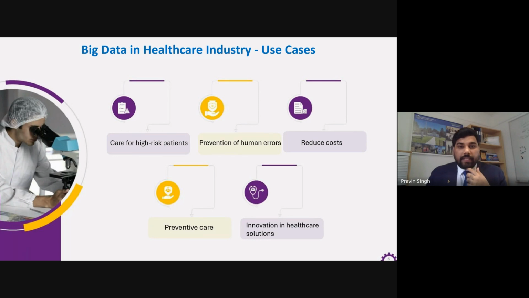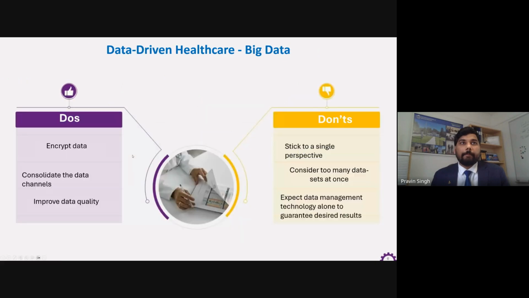The next is big data in healthcare, and this is high risk. If we categorize this figure, that is high-risk patient care. What it is basically, AI identifies which patients need urgent attention. Then error prevention: automated systems prevent medication errors. Then cost reduction: hospitals save millions by optimizing resources. And then you can see innovation: AI speeds up drug discovery and medical research. So this is basically the flow chart of big data in healthcare, how to handle it in the industry.